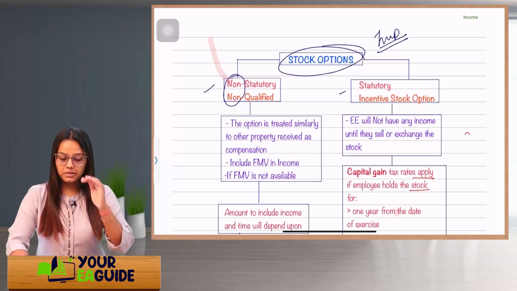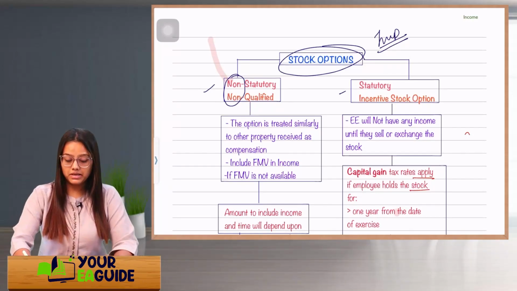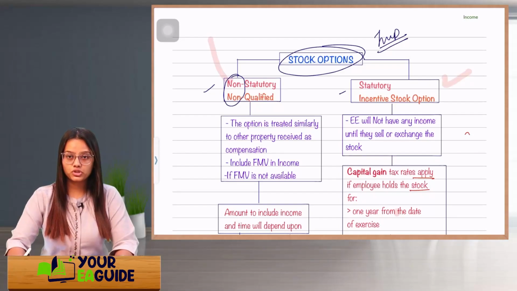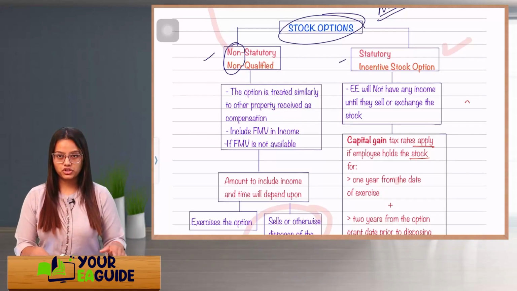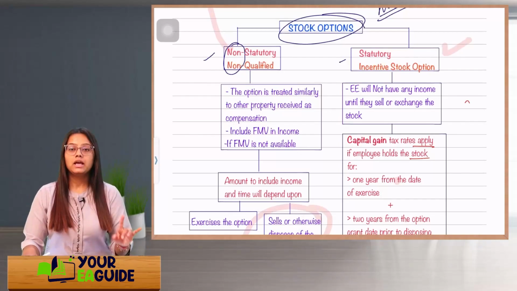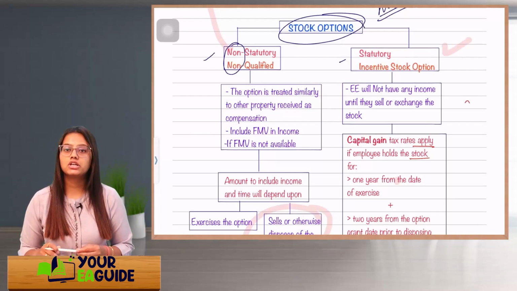Okay, now simple, the other meaning is, if it's a statutory incentive stock option, meaning a qualified stock option, the employee will not have any income until they sell or exchange the stock. Right? So what is a statutory stock option? An incentive stock option. The employee will not have any income until they sell or exchange the stock.